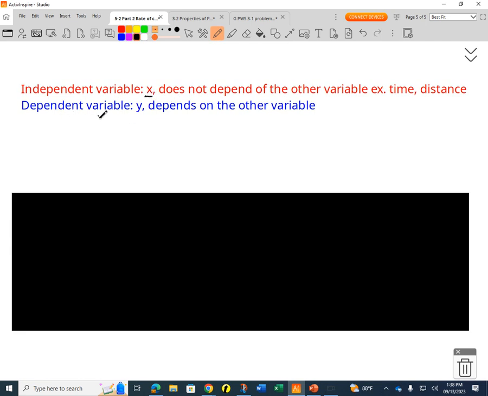Dependent variables, usually we use the variable y for those, and it depends on the other variable. Like in that example we just did, the cost depended on how many tickets we bought. That made the number of tickets the independent variable, and the cost the dependent variable. The number of tickets we put in the x spot, the total cost we put in the y spot. Does that make sense? Tavion, does that make sense?